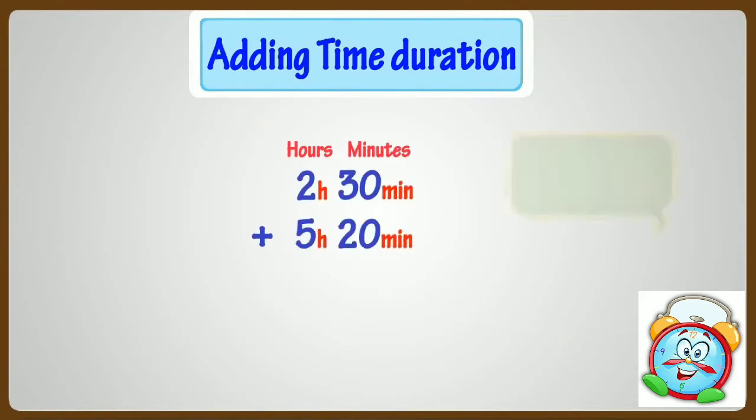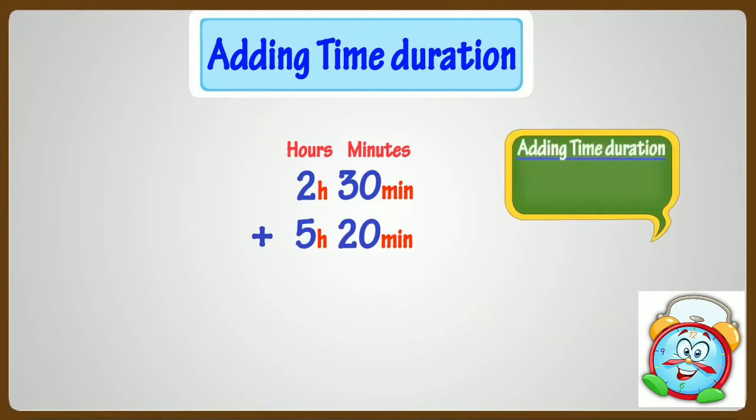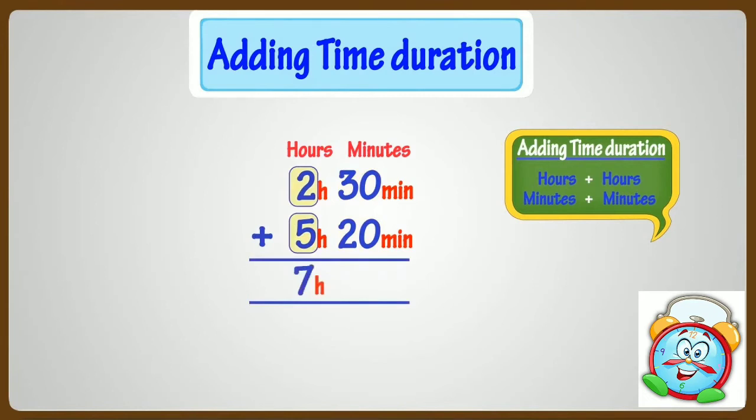While adding time, the simple rule is to add hours with hours and minutes with minutes. By adding hours we get 7 hours and by adding minutes we get 50 minutes. So adding 2 hours 30 minutes to 5 hours 20 minutes, we get 7 hours and 50 minutes.